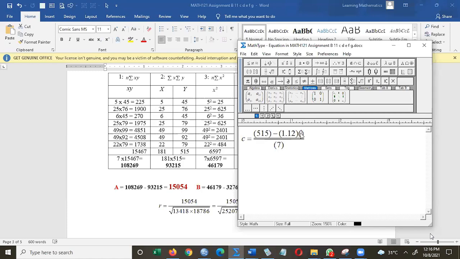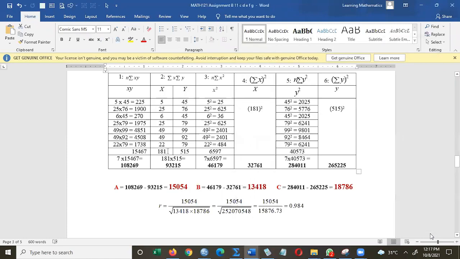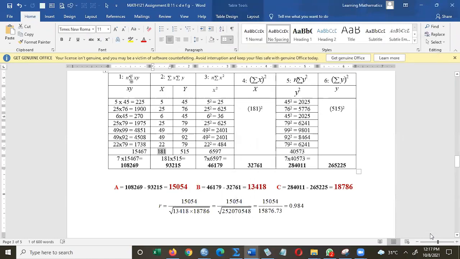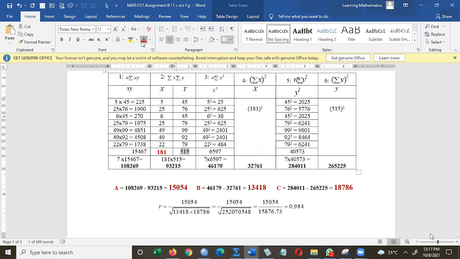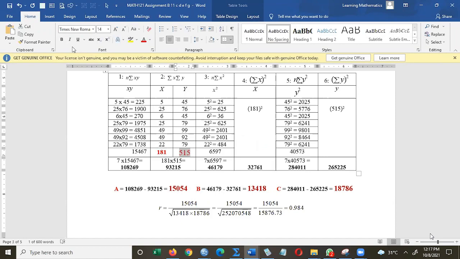So the sum of x is 181. The sum of y is 515. And the sum of x is 181. And n now is 7. All right?